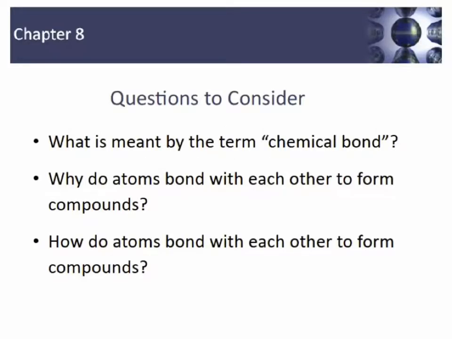So, some questions that we're going to consider: what is meant by a chemical bond? When you hear chemical bond, what does that mean? Two atoms bonding together, not by physical means, but when their ions join. They're sharing electrons, or we can transfer, donate.